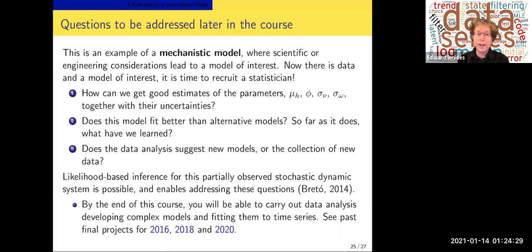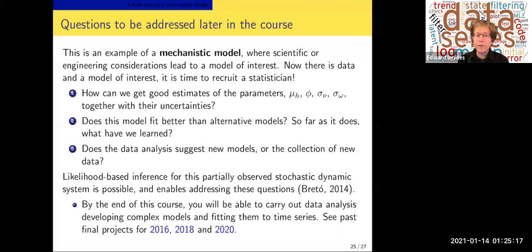We can just think of this as an example of a mechanistic model that any statistician can try and sink their teeth into. We're going to want to estimate the parameters such as mu h, phi, sigma nu, sigma omega. We want uncertainties on those parameters. We want to know if this model fits better than alternative models. And insofar as it does, we want to be able to talk about what we've learned. Maybe the model won't fit so well, or maybe it'll fit some things well and not others. So maybe we'll learn something without concluding that the model is also good.